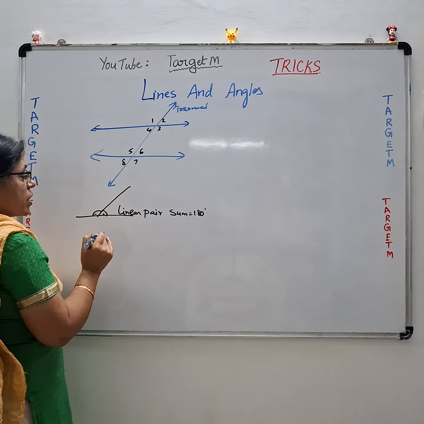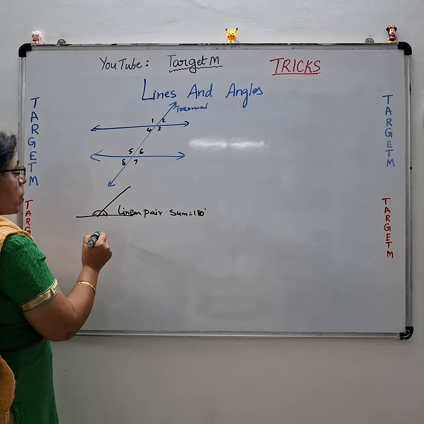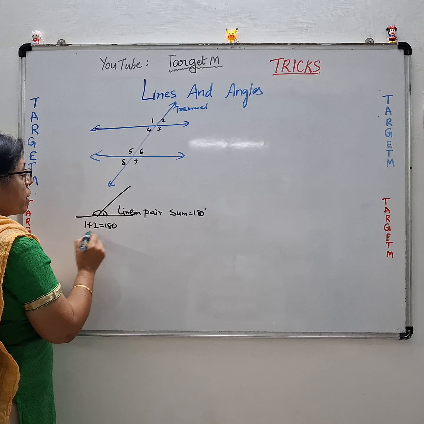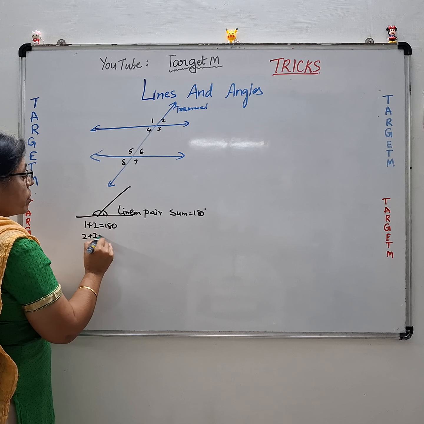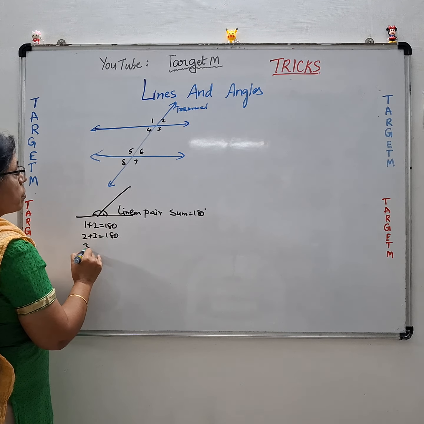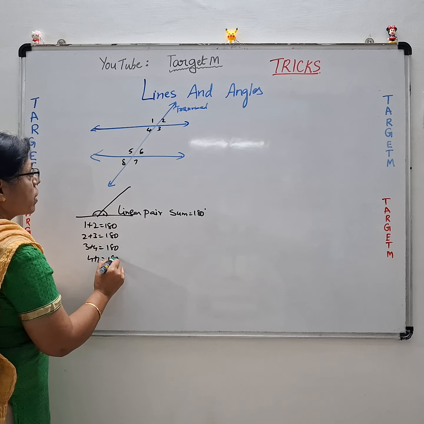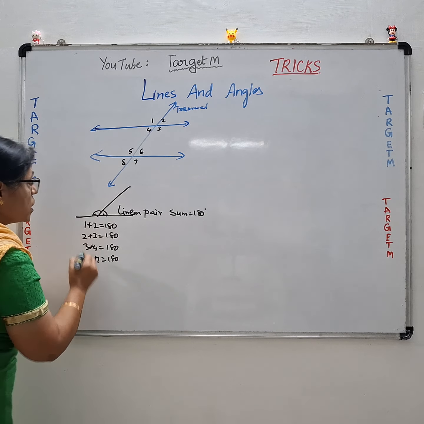Now if you see the figure, what are all such linear pair angles? We know that 1 plus 2 will be 180, 2 plus 3 will be 180, and 3 plus 4 is also 180, 4 plus 1 is 180. Similarly here also you can see 5 plus 6 add up to 180, 6 plus 7 is 180, 7 plus 8 is 180, and 8 plus 5 is 180.